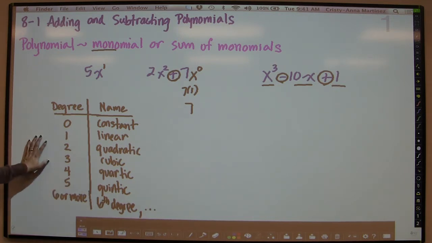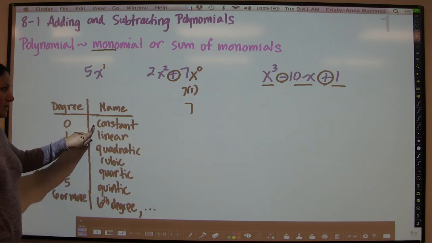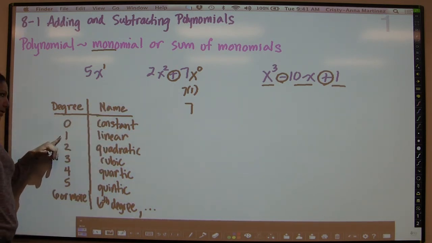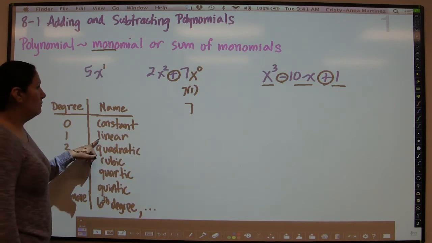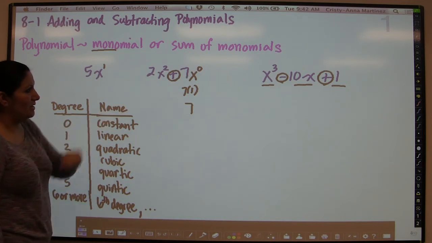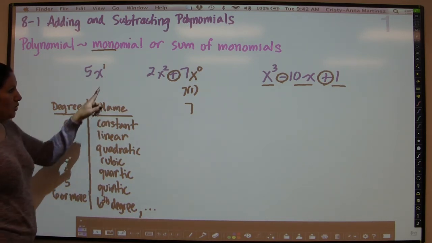And then we have names based on the degrees for our polynomials. So here we have a list. If you have a 0 degree, 1 degree, 2nd degree, 3rd degree, 4th, 5th, 6th, and so on. So if you have a 0 degree, we call that a constant term, like the 7 or the 1. If you have an x to the 1 power, that's a linear term, so we call that linear, like the 5x here, or the 10x in the last one. If you have 2, we call that quadratic, like the 2x squared.